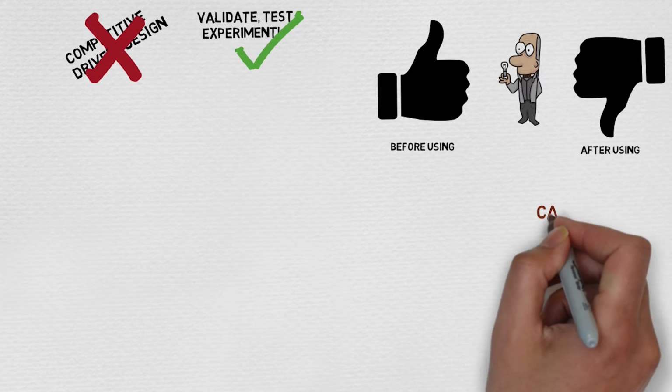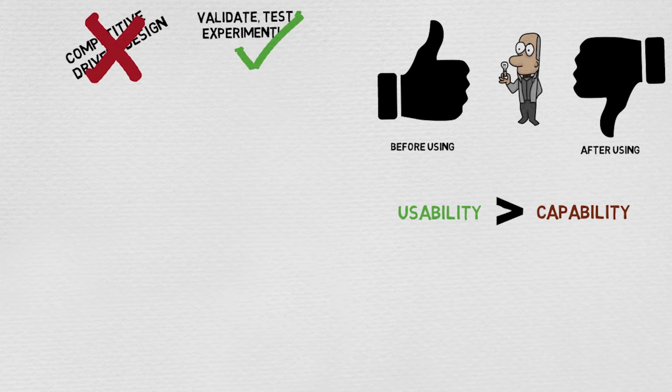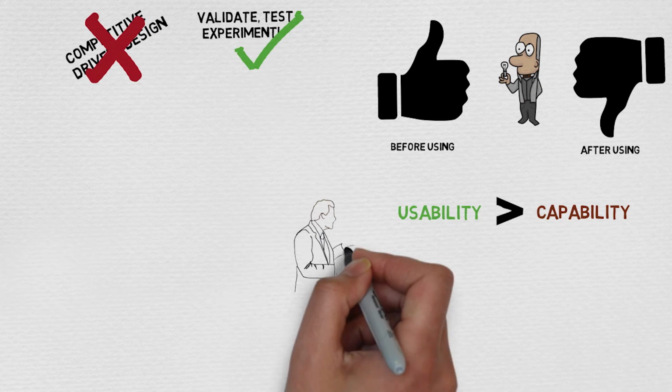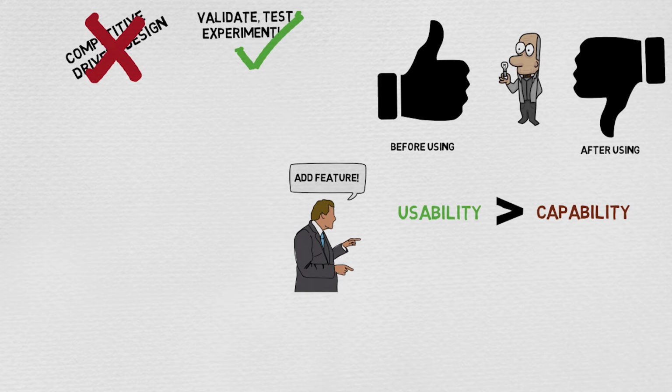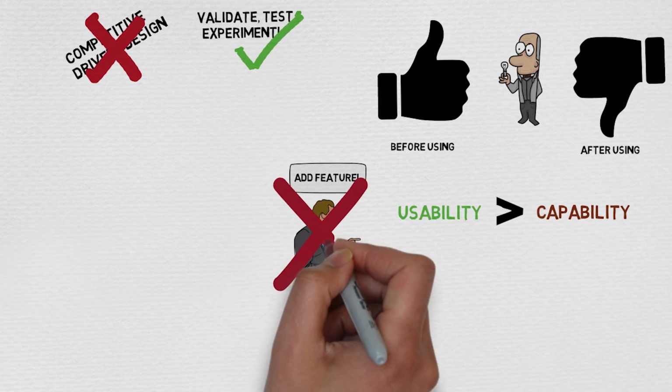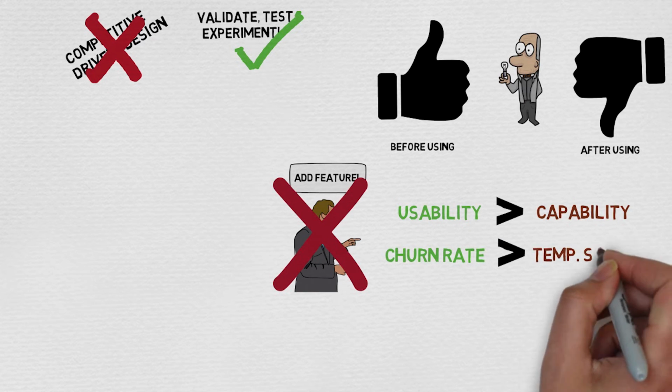As human beings, we tend to be drawn to capability. But in practice, we prefer usability. So when your users tell you, hey, you should really add this cool feature and I'd definitely upgrade if you do, don't just blindly listen to them. You may just sacrifice churn rate to make a temporary sale.